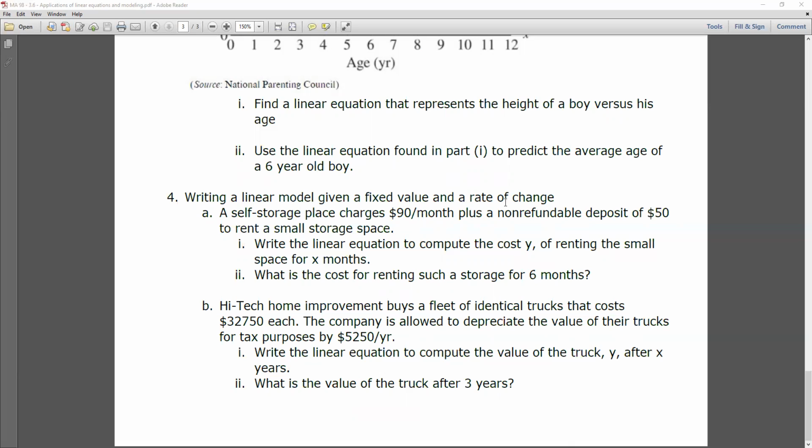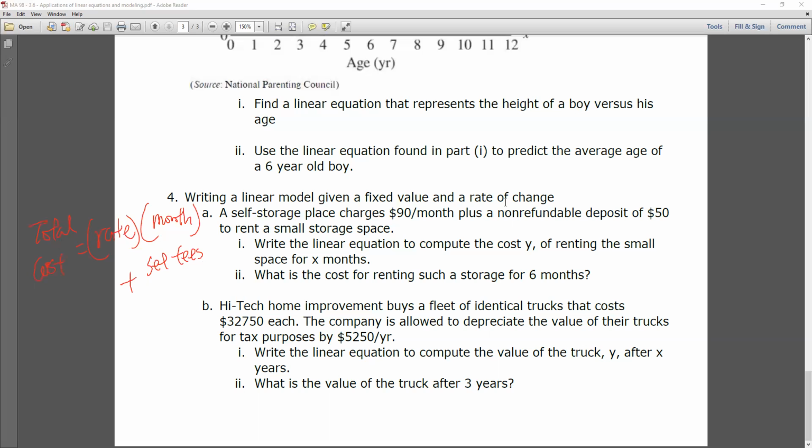So from here, because the monthly rate is $90, this could potentially look like: total cost is the monthly rate times months, plus, let's see, the setup cost or the set fees.